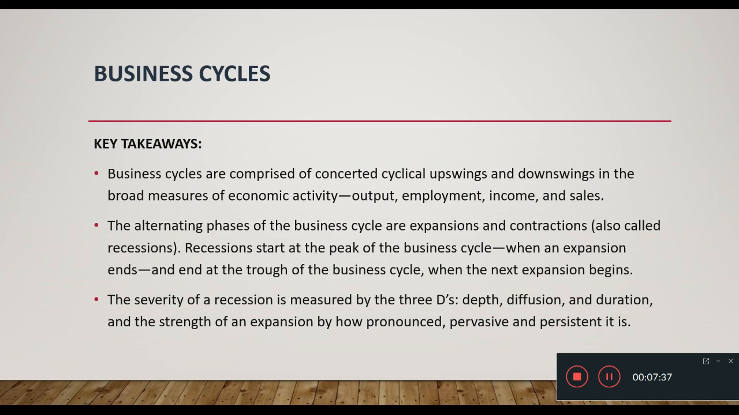Here we have some takeaways on business cycles. Business cycles comprise concentrated cyclical upswings and downswings in broad measures of economic activity: output, employment, income, and sales. The alternating phases of the business cycle are expansion and contraction, also called recession. Recession starts at the peak of the business cycle when an expansion ends, and ends at the trough of the business cycle when the next expansion begins. The severity of a recession is measured by the three D's: depth, diffusion, and duration, and the strength of an expansion by how pronounced, pervasive, and persistent it is.